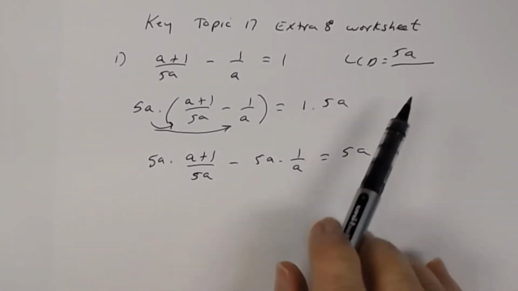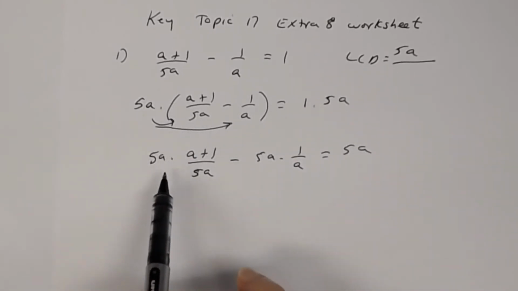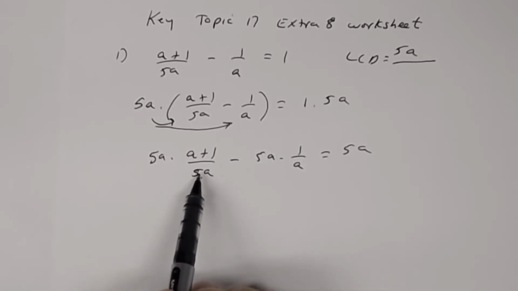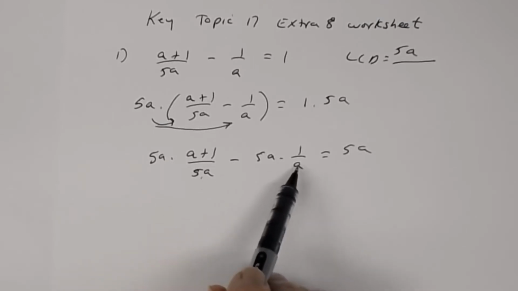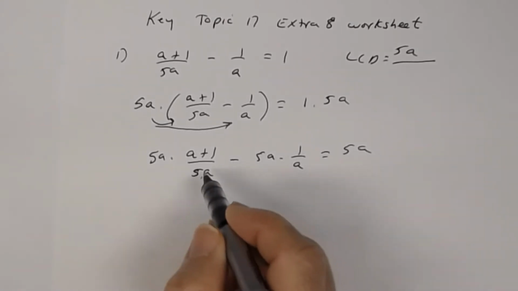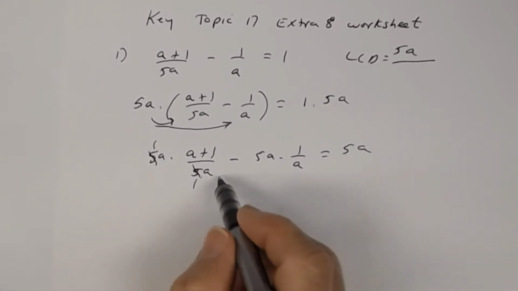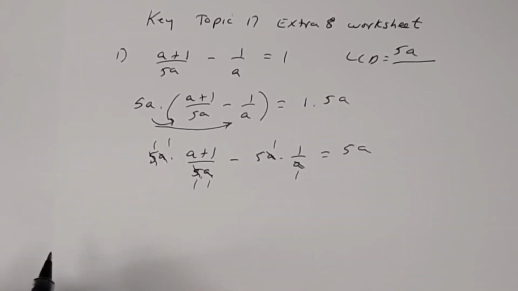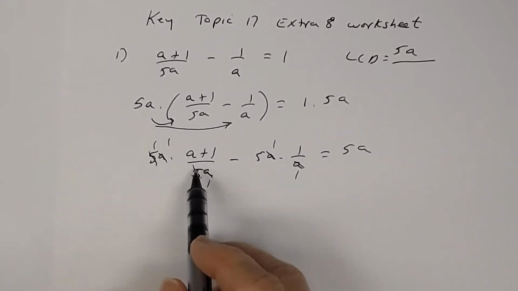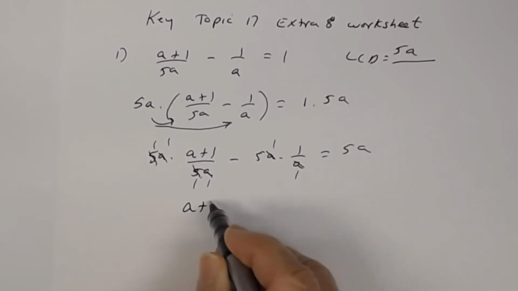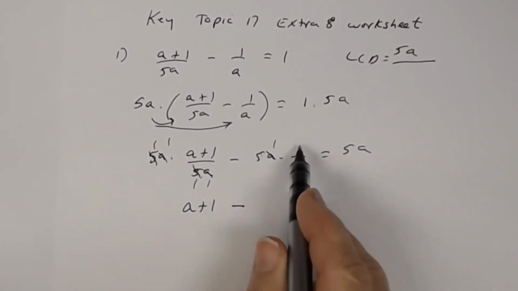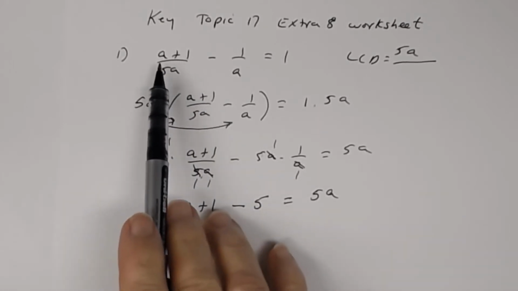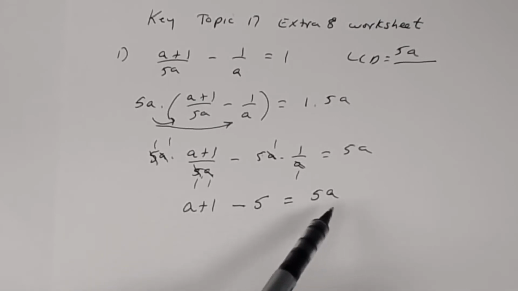Remember, the whole point of multiplying both sides by the LCD is to clear your fractions. Instead of a 5a in the denominator, you want a factor of 1, and instead of an a, you want a factor of 1. And now we have that, because 5 divided by 5 is 1, and a divided by a is 1. So you see you have factors of 1s now. And so now here's what you have: 1 times 1 times a plus 1 is a plus 1, minus 5 times 1 is 5, equals 5a. Notice you went from a rational equation to a linear equation.